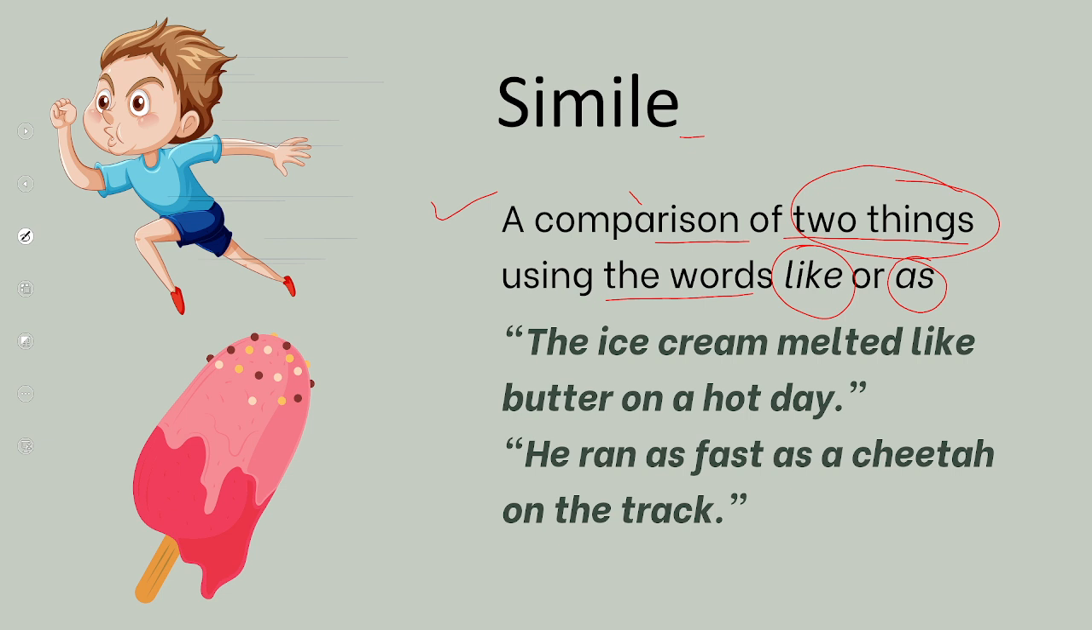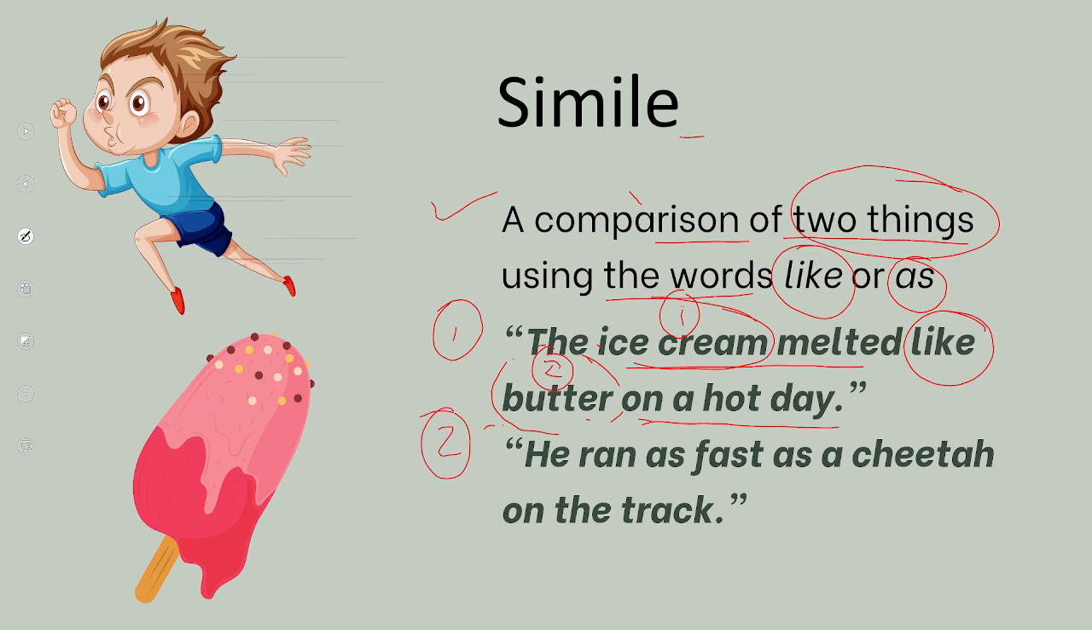Let's look at an example. The ice cream melted like butter on a hot day. Ice cream and butter are being compared. These are two things: number one, we have ice cream and secondly, we have butter. Now, can you identify the simile word? Yes, like. The ice cream melted like butter. Butter also melts, ice cream also melts, so they are compared. And this is an example of simile.